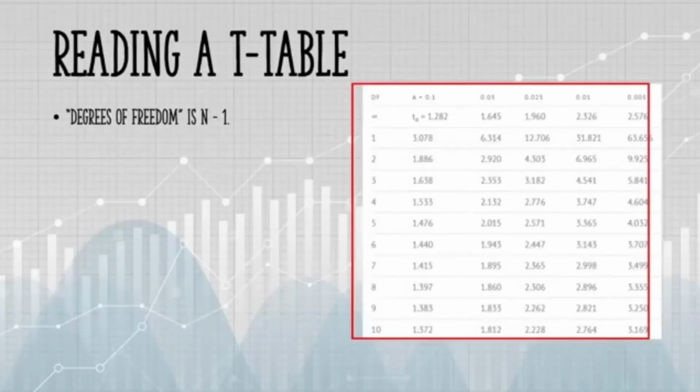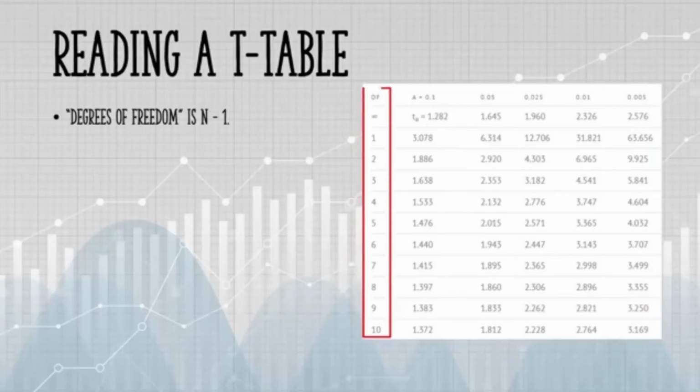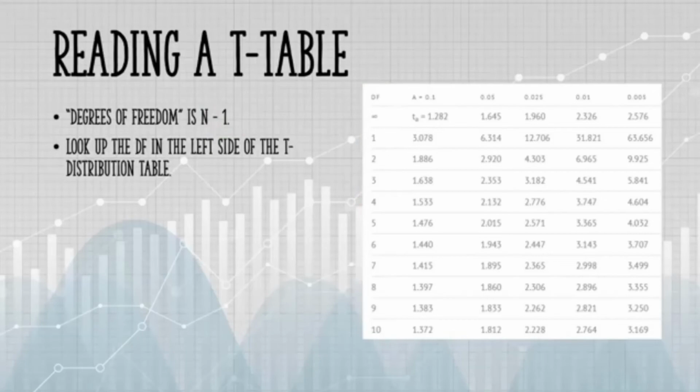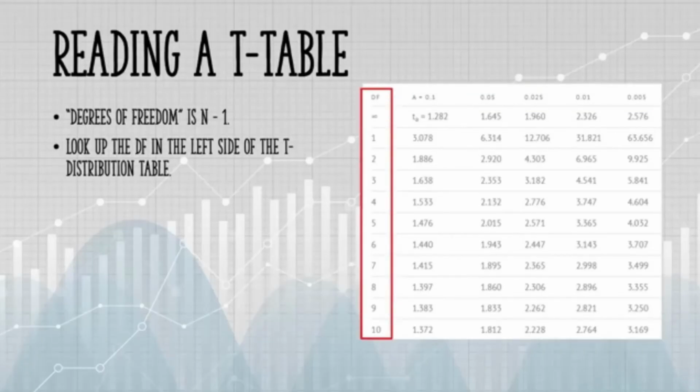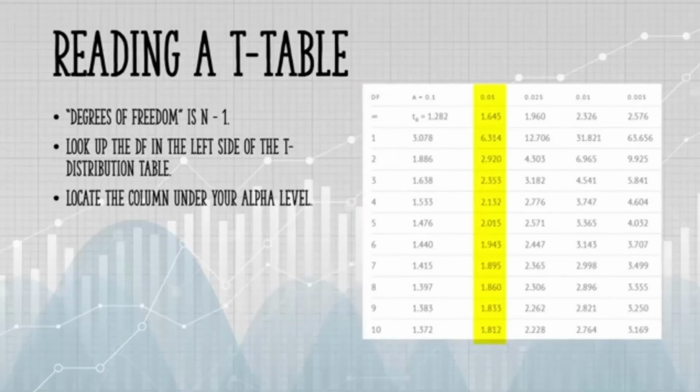In order to get the comparison figure, you need two pieces of information: the degrees of freedom, which is the number in the sample minus 1. You also need an alpha level. Alpha levels are usually given to you in the question. So you look up your degrees of freedom in the left side of the t-distribution table. You then locate the column under your alpha level. If you're not given an alpha level, the usual one you want to choose is 5%, that's 0.05.